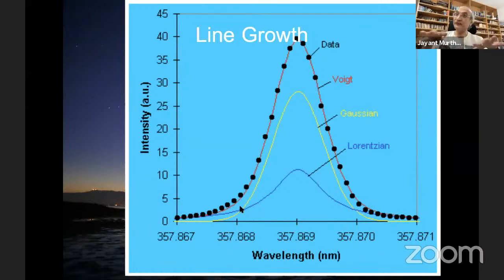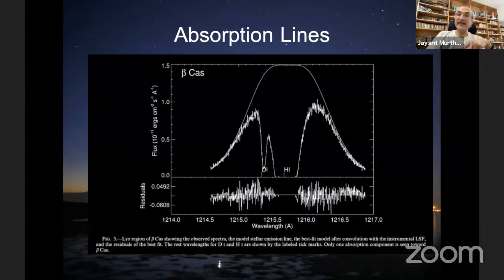And so if I look at a real absorption line, here you see the stellar emission line from this star, Beta Cass, and that we model with this line here. It's more or less a Gaussian, but it's saturated in the center, so it's flat topped. And then in the center, you get hydrogen absorption. The hydrogen absorption is saturated, and so what you're seeing is mostly the Lorentzian wings.